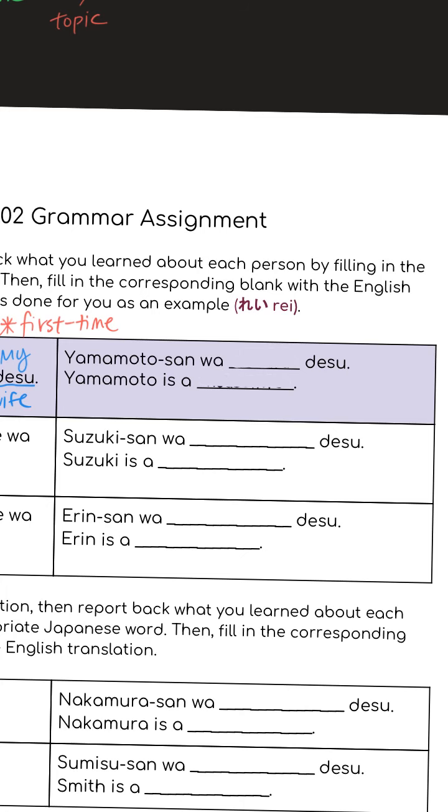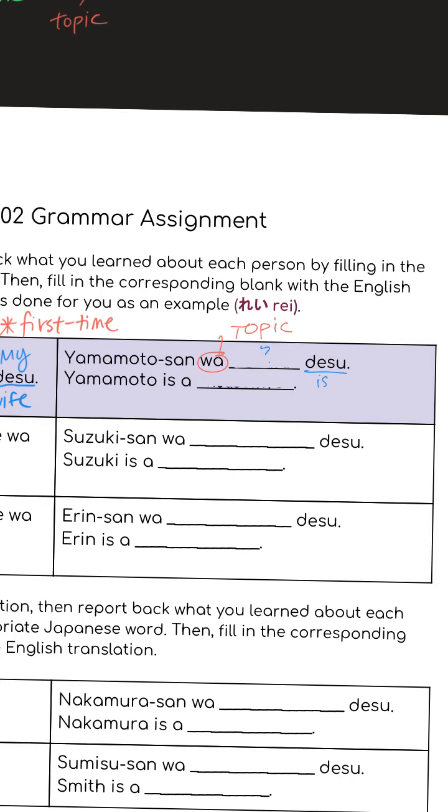So, Yamamoto-san wa, do you remember what wa means? What this means as a particle? This is our topic particle. So this tells us that the topic of our sentence is Yamamoto-san. Okay, and then desu is "is". So in this case, it's saying Yamamoto-san is a what?